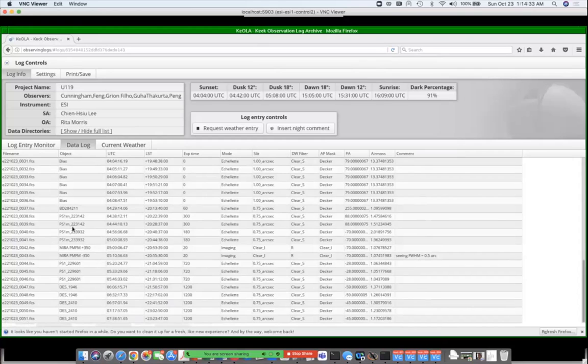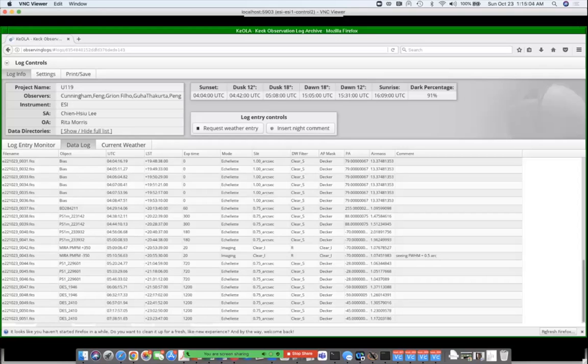For our participants, what you're looking at on my screen right now is what is called an observing log. This is a blow-by-blow record of what the telescope has pointed at every time we take an exposure, whether it's a calibration exposure or a science exposure, an on-sky exposure. It's recorded here. You'll see that the E stands for the spectrograph, ESI.